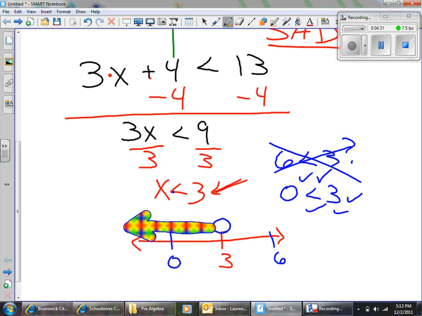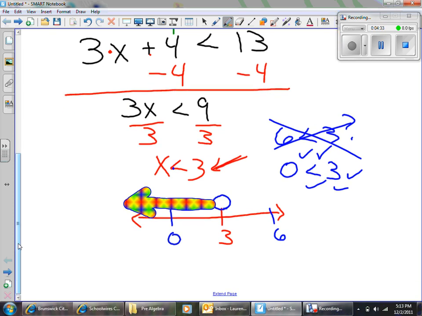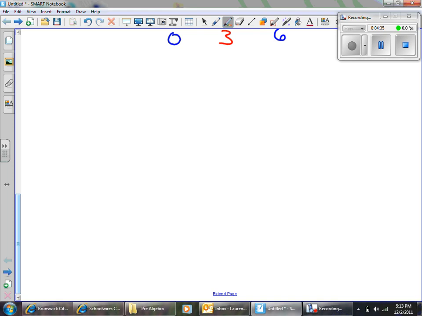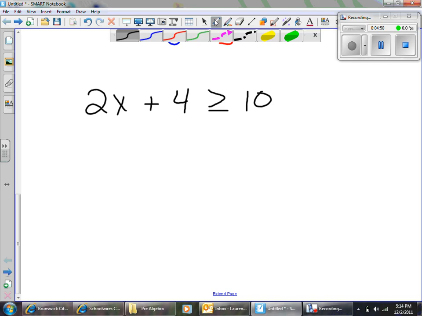Let's check out another one here. We'll do an equals to this time. How about if we had the problem 2x plus 4 is greater than or equal to, I don't know, 10. Again, I pretend it's just like an equation. I'll subtract 4 from each side.